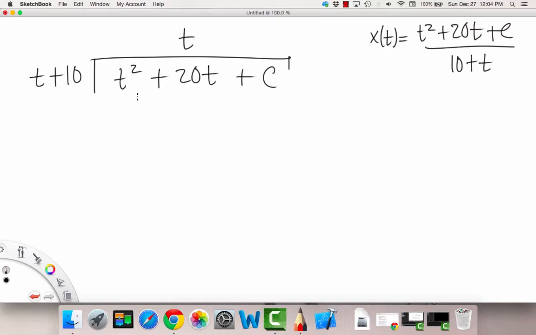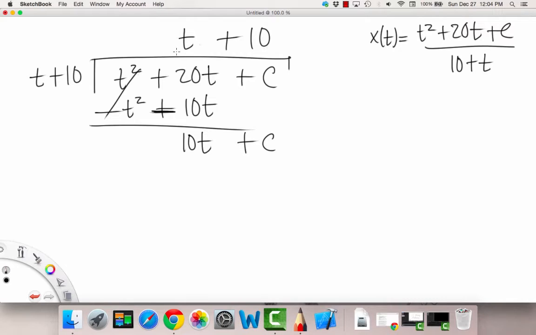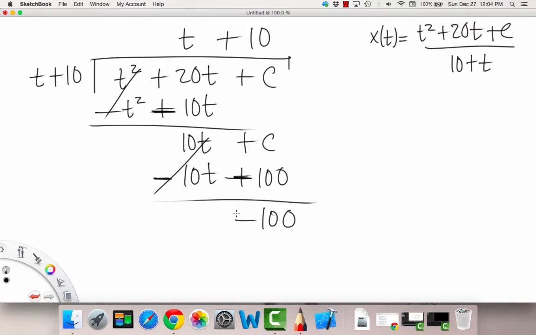So when we do long division, we get t, and then this is t squared plus 10t. We're going to subtract that away. So those cancel, and we get 10t plus c. We're going to have a plus 10 up here to equate to that 10t right there, plus 100. And then if we subtract, we get minus 100. So we'll have c minus 100. We want that c to be like 0, because we really had nothing else to divide by. So we want our c basically to equal our remainder, which was negative 100.